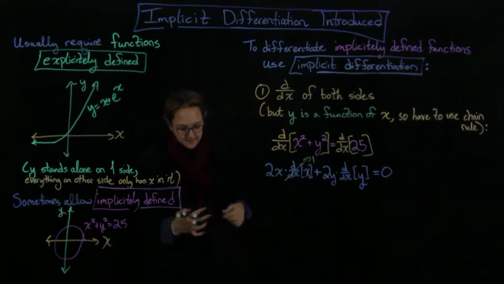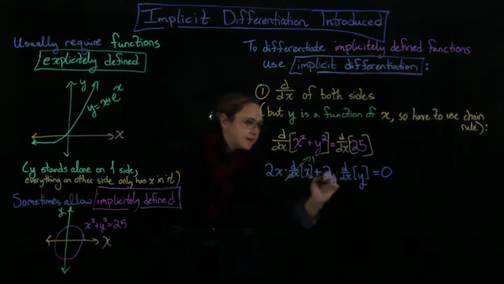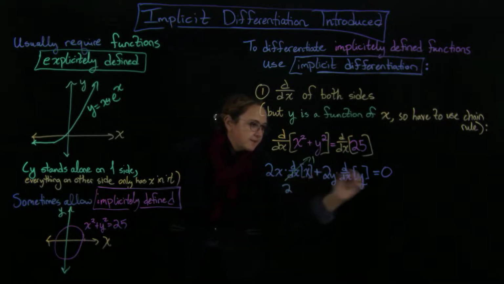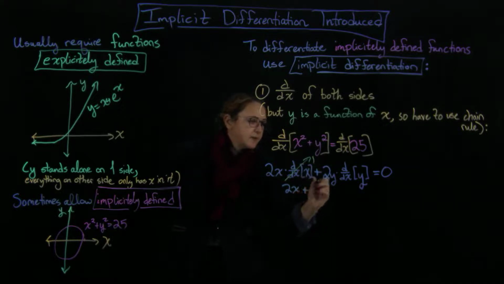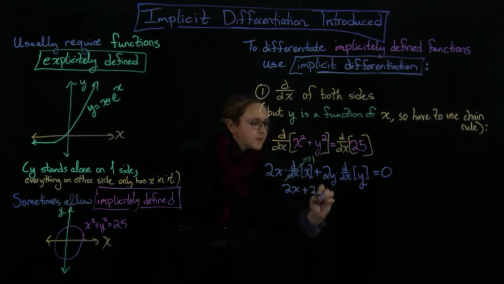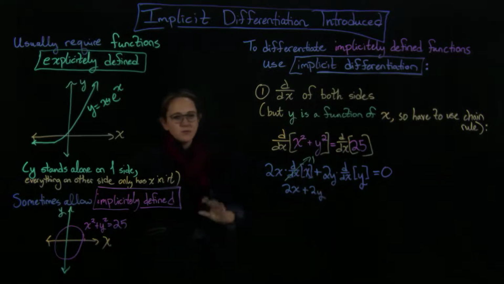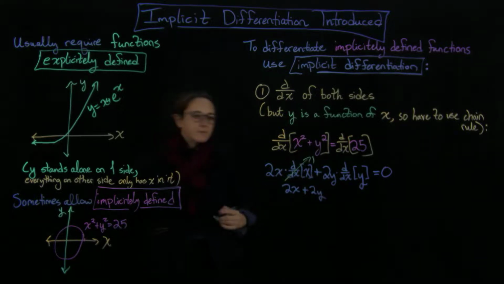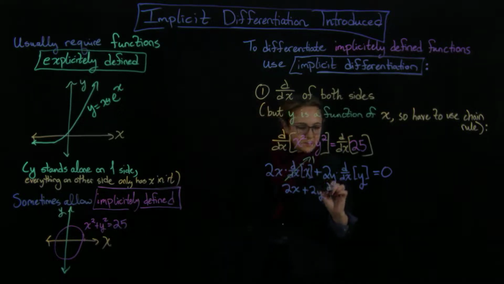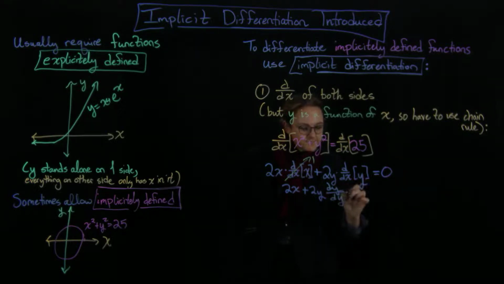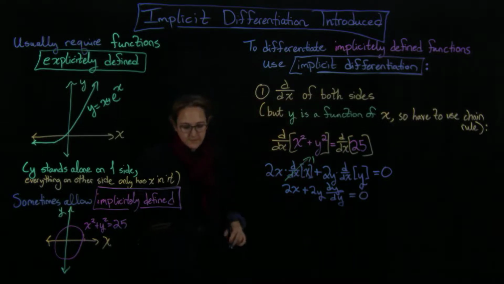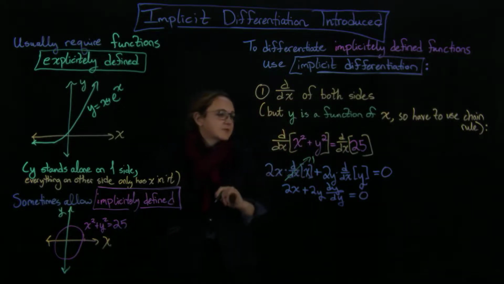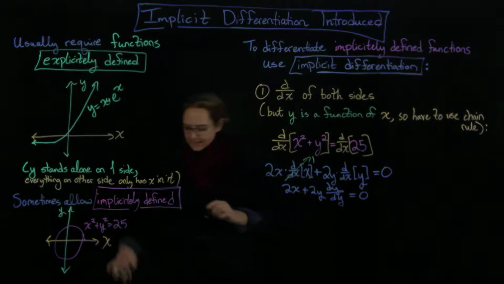So, kind of cleaning this up and finishing this, I get 2x multiplied by 1, so that's done, and then plus 2y, and then we just write this as dy/dx. We don't know what that is. In fact, that's actually what we're looking for. Okay, so we have 2y dy/dx equals 0. Great.